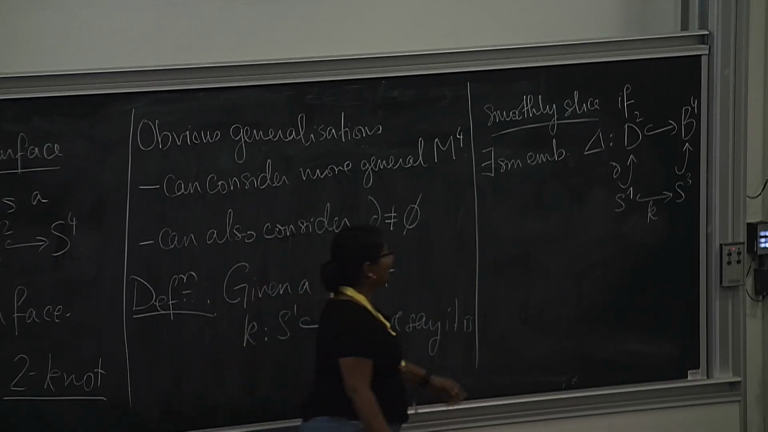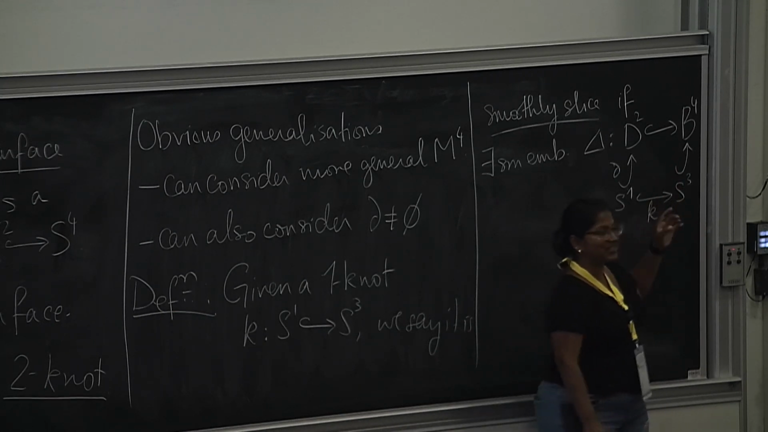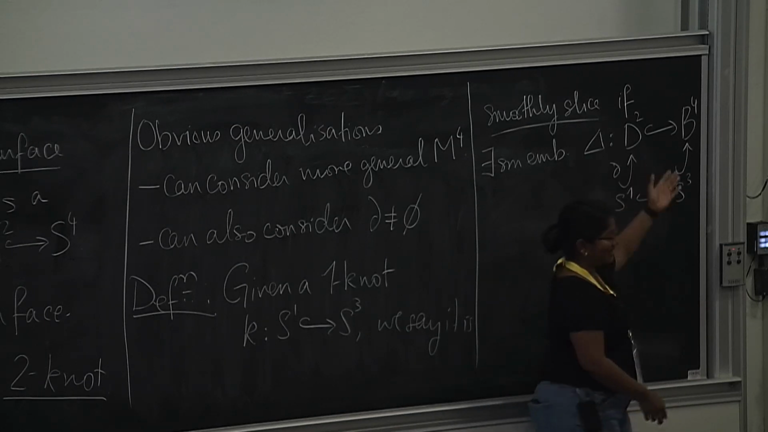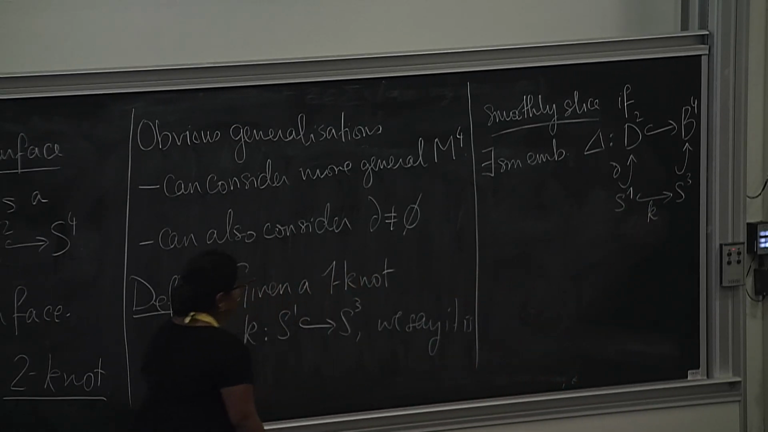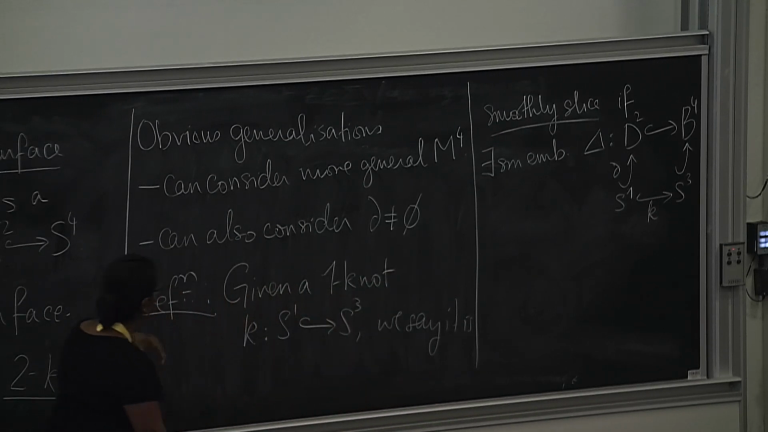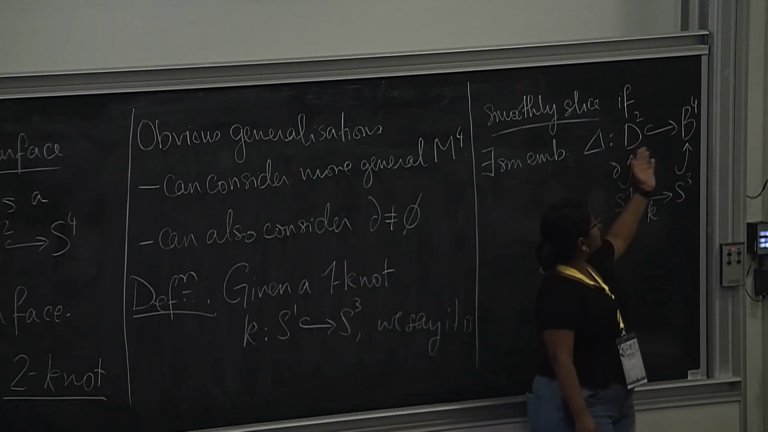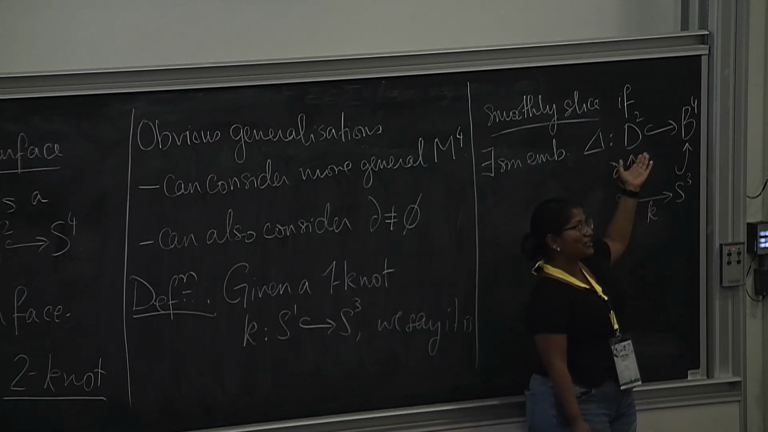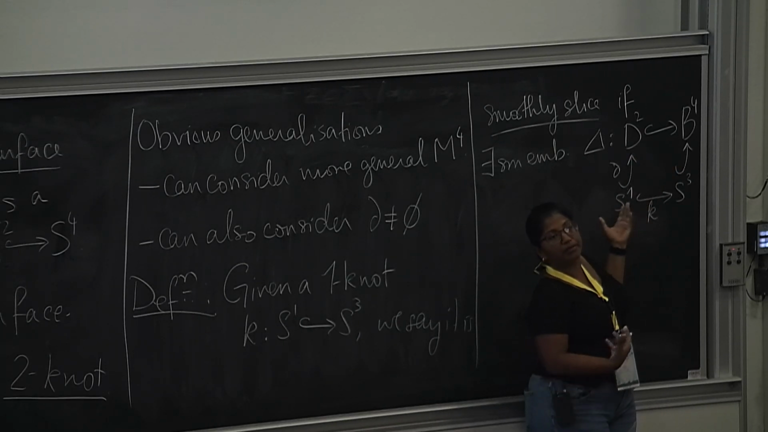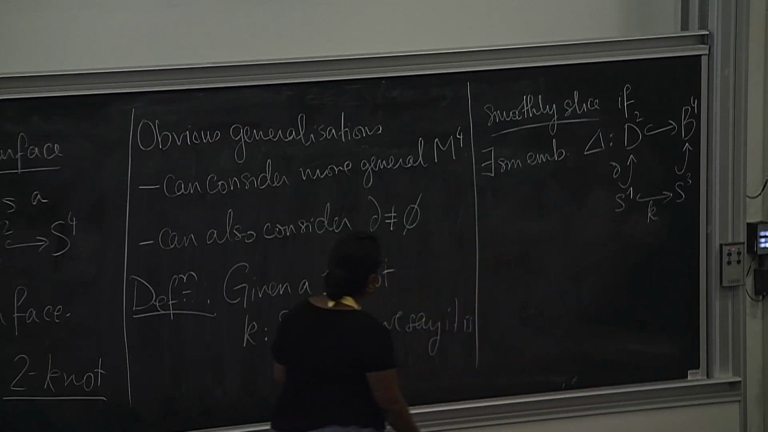There's a comment about this earlier. For me, disks are things that get embedded, and balls are places where they get embedded. That's why I make that distinction. Doesn't super matter. And so here you can see this, of course, is some interesting surface. This is not a very interesting surface. It's just a disk. But what's interesting about this embedding is that it has this given knot on its boundary. Okay.